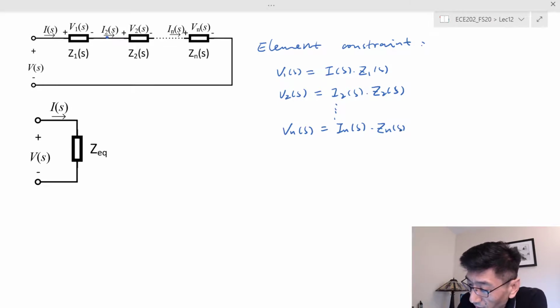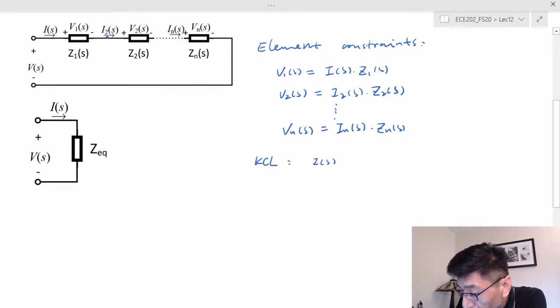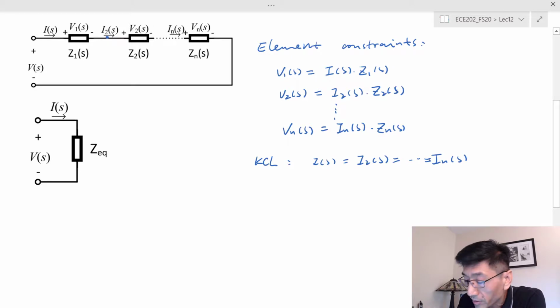So these are the element constraints, and also we can write the KCL. Based on the KCL, I sub s should be equal to I sub 2s, and equal to all the currents we have here, because they are connected in series, right? This is almost obvious, but you should know the way we apply KCL here: the leaving current from this node, I sub 2s, is equal to the entering current to this node, I sub s.